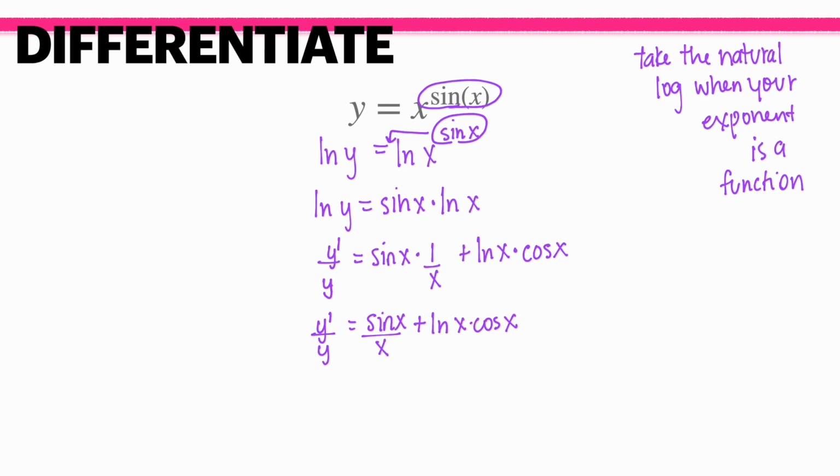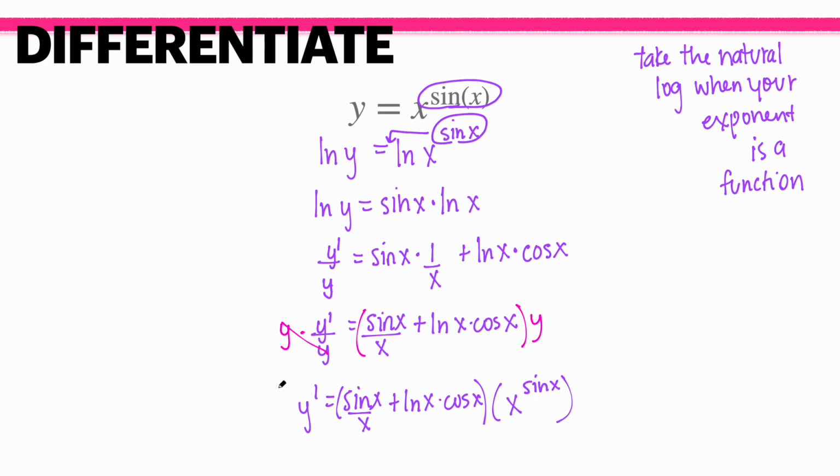Now the only thing left you have to do is solve for your y prime, which means you have to multiply both sides by y. So I will get y prime equals the sine of x over x plus the natural log of x times cosine of x, multiplied by your original function, and there's your answer.